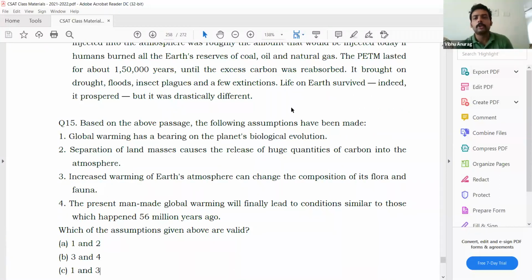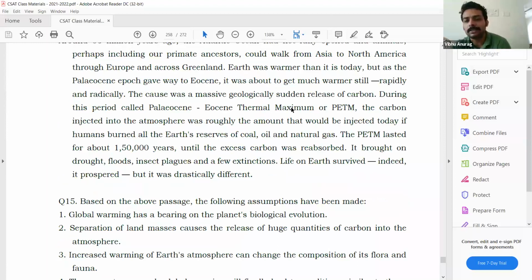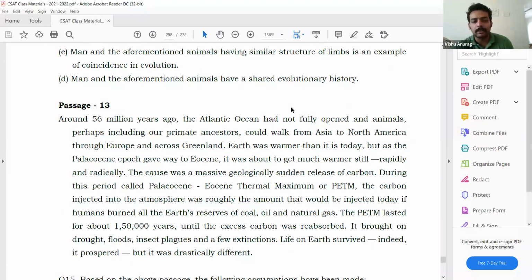Atlantic Ocean had not fully opened means that the land on either side was still connected. The land on either side of the Atlantic was still connected to the other.